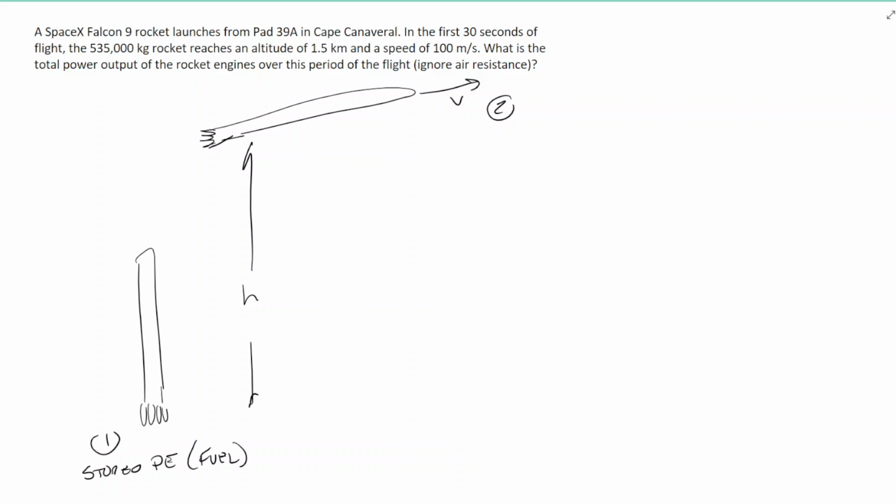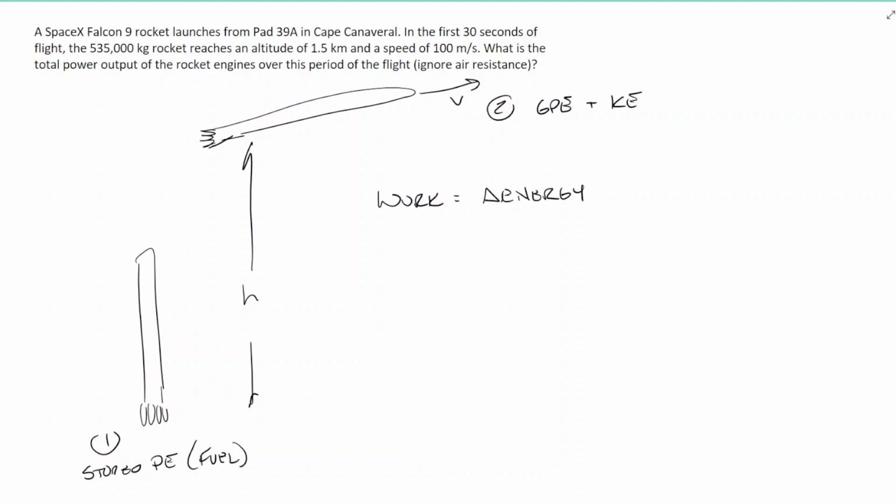At position 2, we ask ourselves, well, is it elevated? Yes, it has GPE. It also has motion, so it has kinetic energy. It might still have some stored fuel potential, but the energy has changed. When we look at the work done, work is equal to the change in energy. And the way the energy has changed, it has been converted to kinetic energy and GPE.